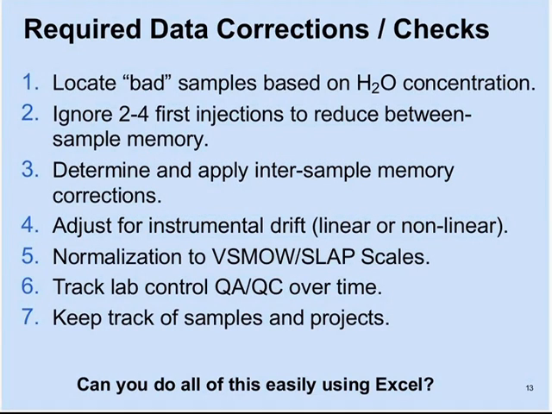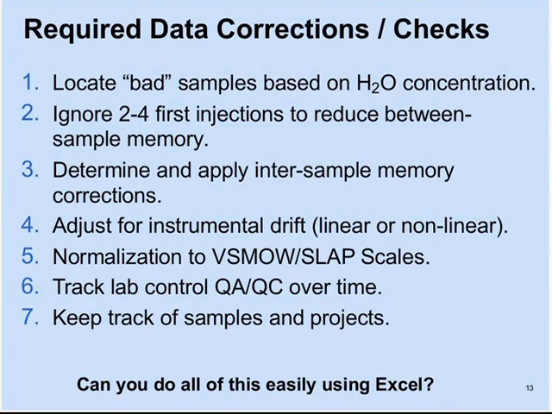CSV file. The first order of business, if the laser software hasn't already flagged it, and as I mentioned, it looks like there's some improvements coming there, is you need to find those bad samples based on H2O concentration. This could be due to a faulty syringe, for example. You may need to ignore the first 2 to 4 injections to reduce the between sample memory, as Kate was alluding to earlier. Then you need to determine and apply this between sample memory correction to correct the remaining data.